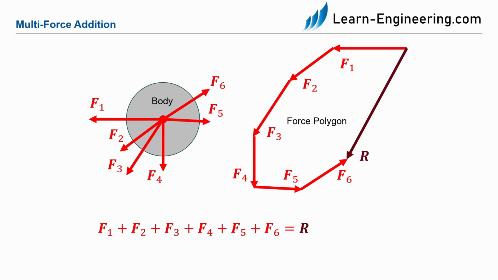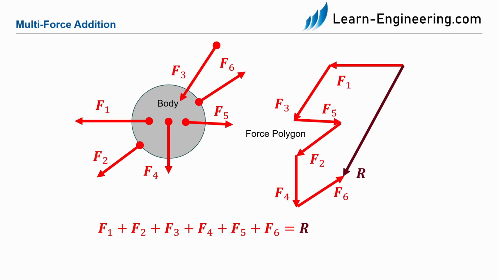We can also apply this principle to a system with any number of forces. In this example, we have 6 forces, F1 to F6. Now we draw F1, hang F2 on it, then F3 to F6. The line from the origin of F1 to the end of F6 is now the resulting force R.